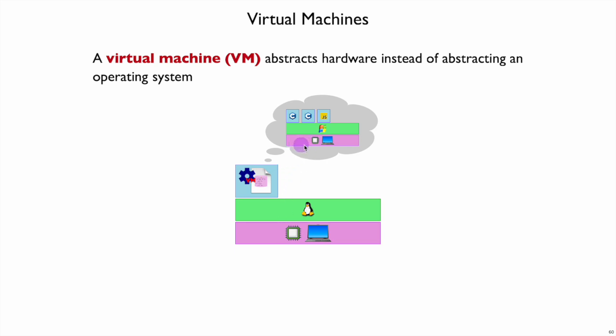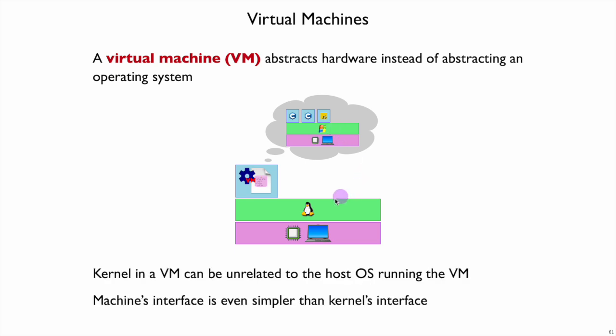Since it is interpreting at the CPU level, the operating system that you run in a virtual machine, Windows say, does not have to be the same as the operating system running inside the host. It doesn't need to use the same kind of kernel or system calls or so on.